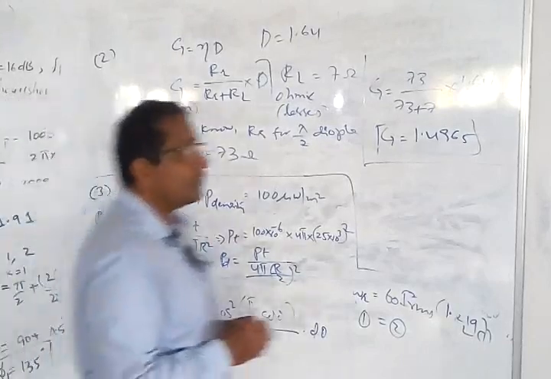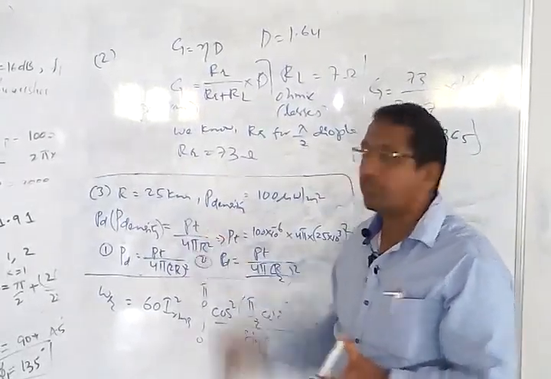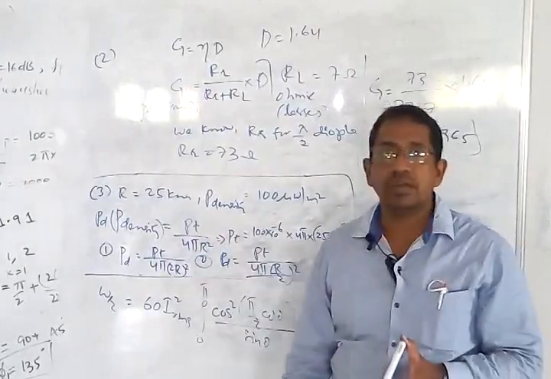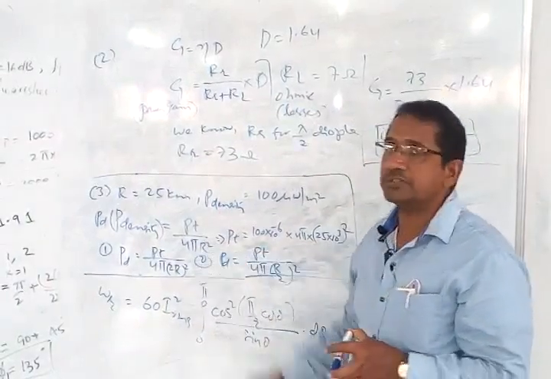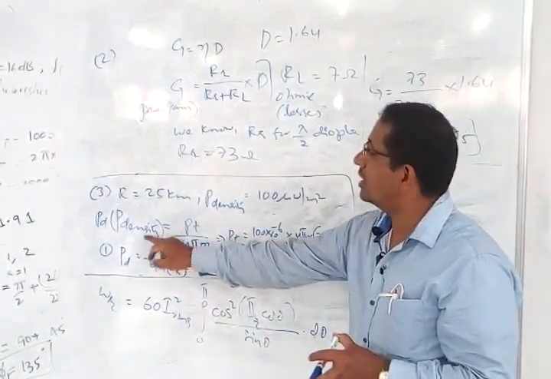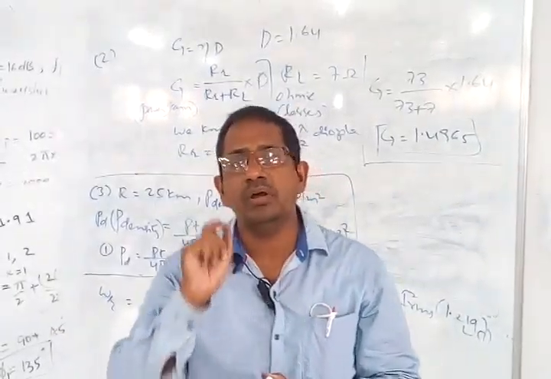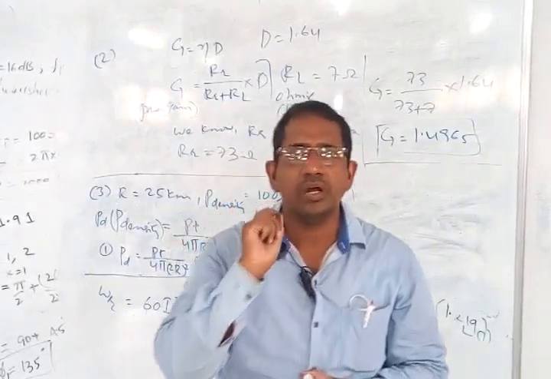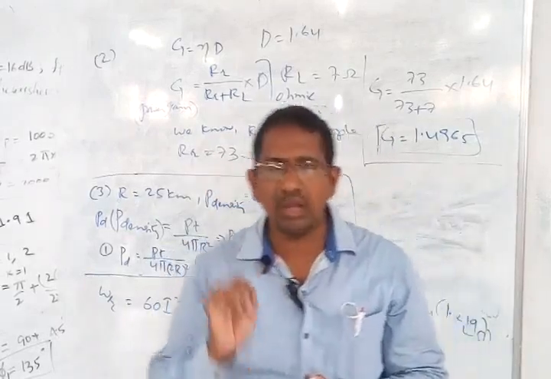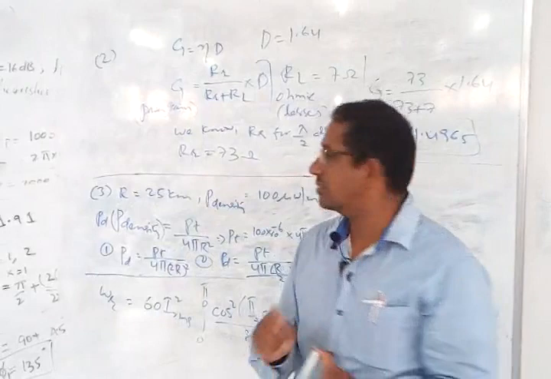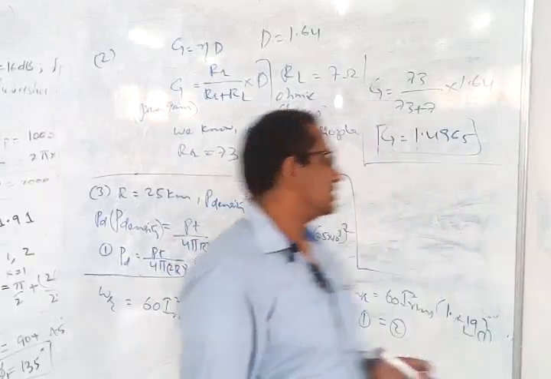We already have the formula for power density. Power density is equal to the total power transmitted by the antenna divided by 4 pi r square, which is nothing but the area of the sphere. So if you divide the total power by the area of the sphere, you get the power density. Power density means a highly concentrated strength of a signal. So the formula is power density equals total power by 4 pi r square.